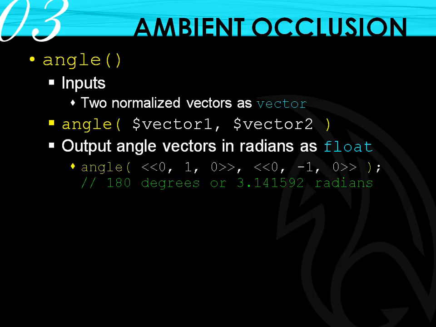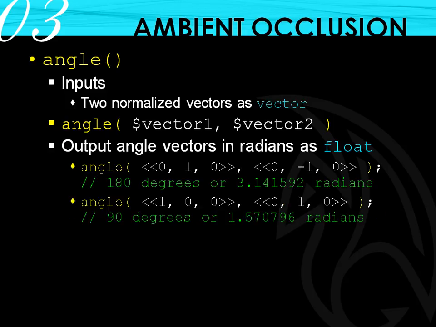So here's an example, again, as we saw before, one pointing up, one pointing down. Our 180 degrees is essentially going to return 3.14, and we could use rad to deg if you really absolutely wanted to have it in degrees. And again, our 90 degree angle here, one up and one to the side, 90 degrees or 1.57 if we ran the angle command on them.